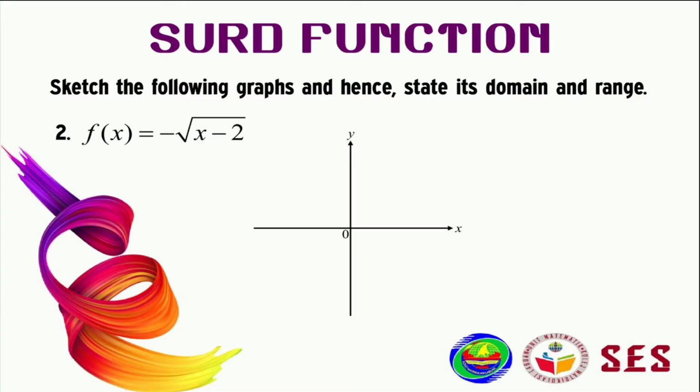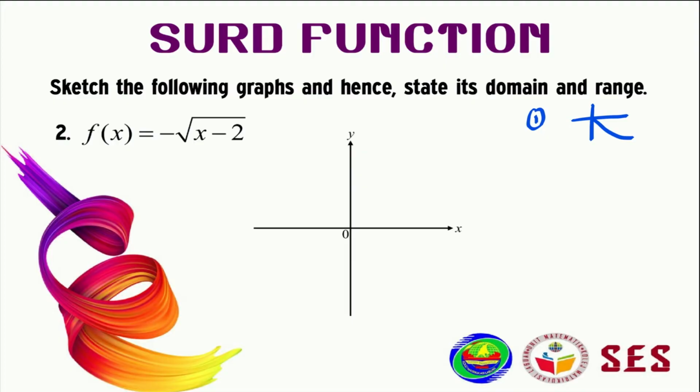So we are now in question 2. Suppose that we need to sketch the graph of f(x) equals negative square root of x minus 2. Okay, so as we have agreed before this, the first step is, as always, we need to determine the shape. So please look at the coefficient of the x here. We have positive x and we have negative in front of the square root sign. So the shape of the graph is in the fourth quadrant.